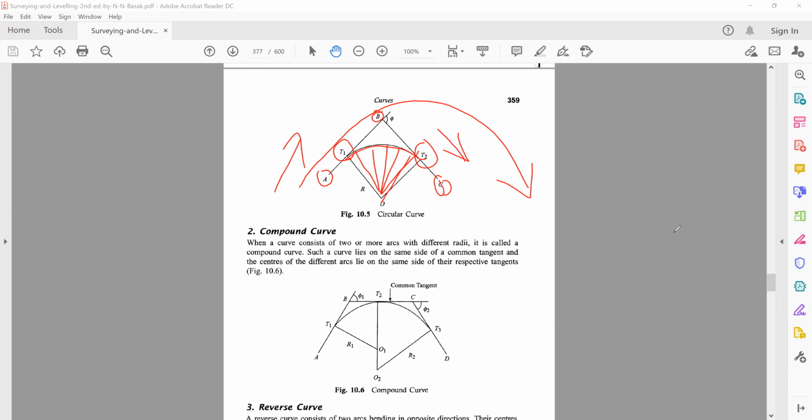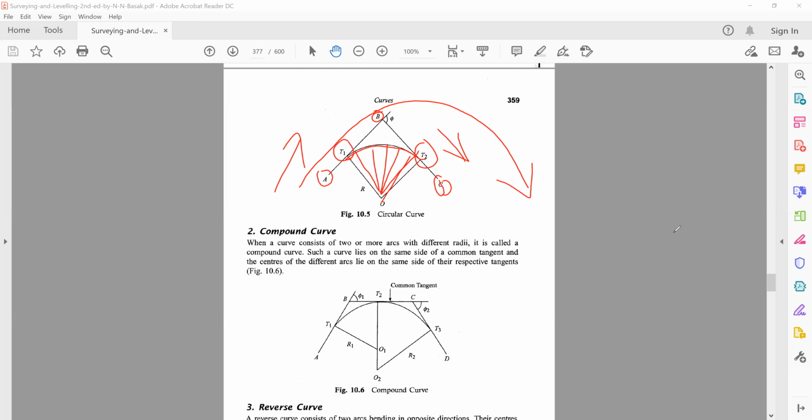Now, if you see the compound curve, the difference is that it's a curve which consists of two or more arcs with different radii. So you would have more than two arcs, or you would have different radii in the curve. That is called a compound curve. A compound curve is basically a combination of two or more simple circular curves. Because what we said is that a simple circular curve has one arc which has the same radius throughout. In a compound curve, you would have more than one arc with different radii.